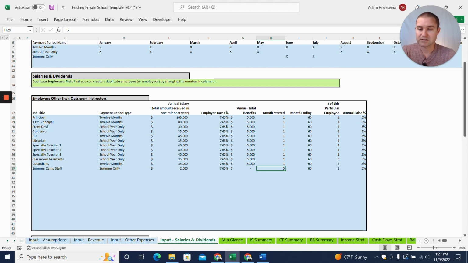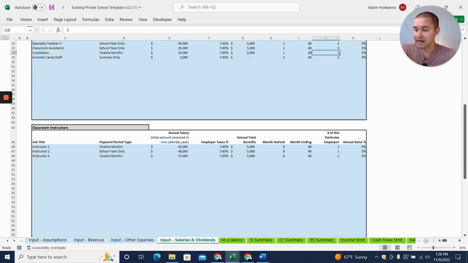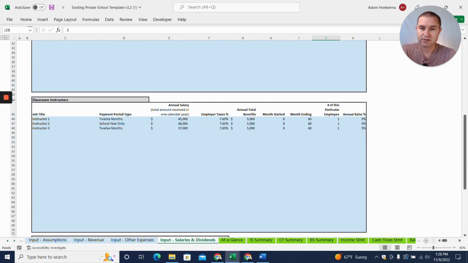And then the last thing to point out is that you can select what number of that particular type of employee you have. So let's say we have 5 classroom assistants and maybe 3 custodians. Maybe we have 1 in each school building. Maybe we have one school building for preschool and elementary, 1 for middle school, and 1 for high school, as an example.